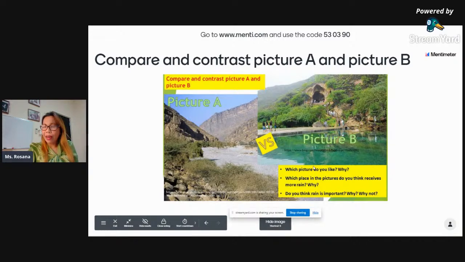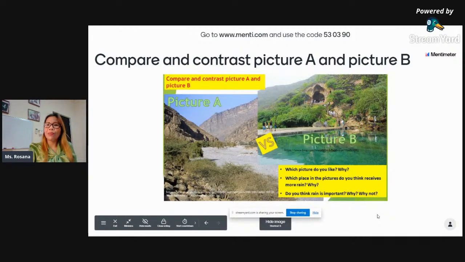You are required to write down short answers to these questions. Which place in the pictures do you think receives more rain? Is it A or is it B? Look at picture A and look at picture B. Which picture or which place do you think receives more rain? Why? And then the last question, do you think rain is important? Why or why not? You can type up short answer to these questions.